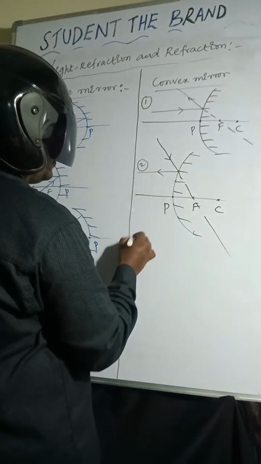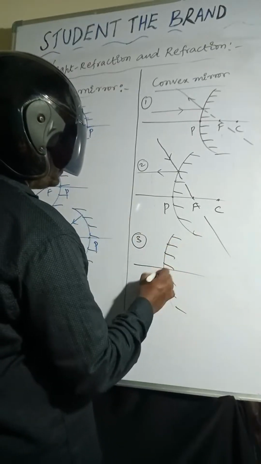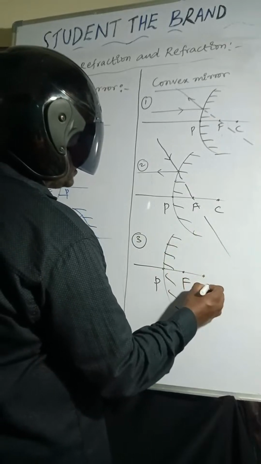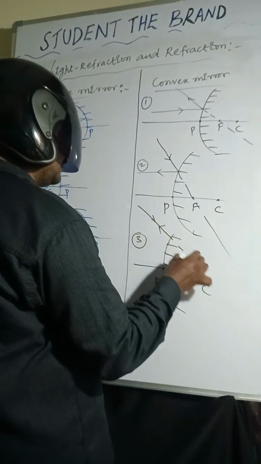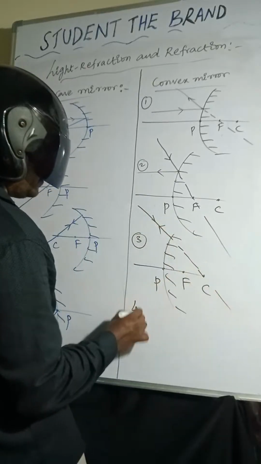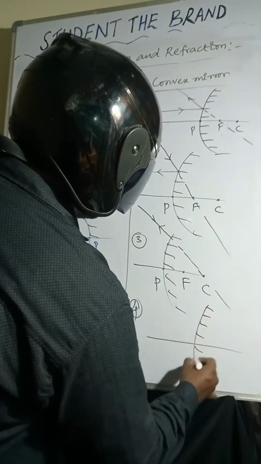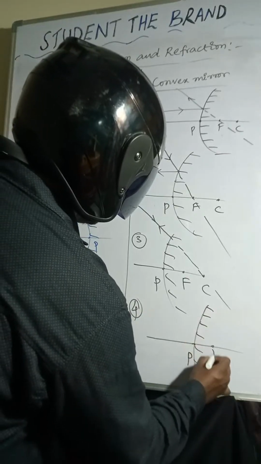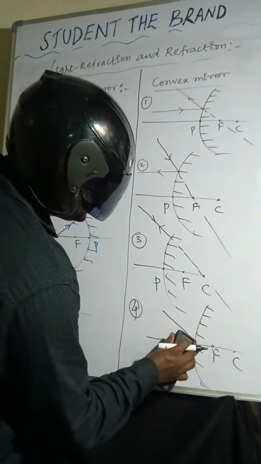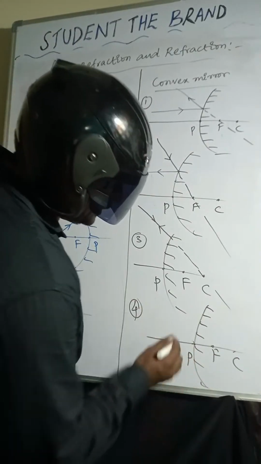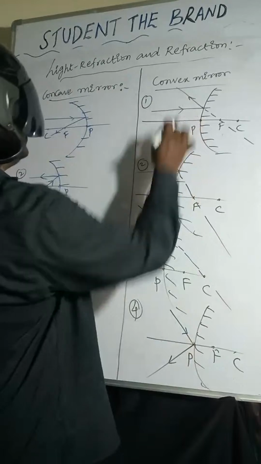Coming to the third one, light rays passing through the center of curvature retrace their original path. Coming to the fourth one, light rays incident at the pole reflect back. So, 1, 2, 3, 4.